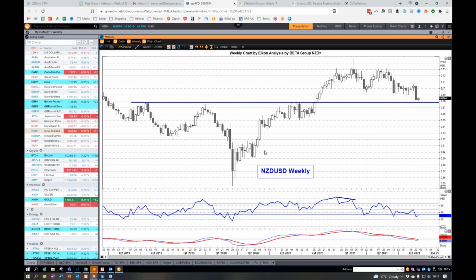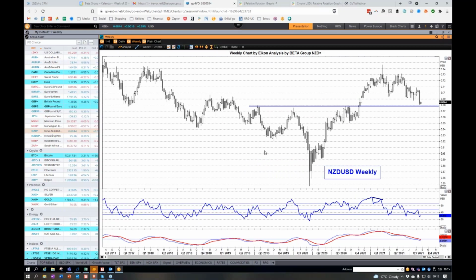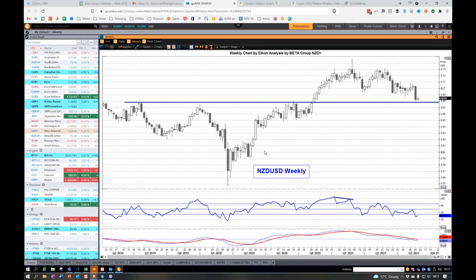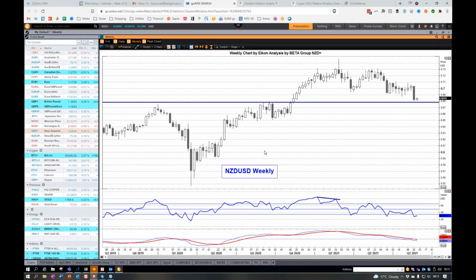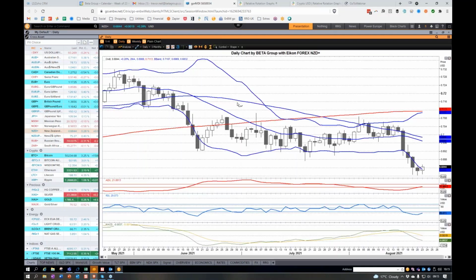That line there is from right back in 2019, and so this one, you see that it hasn't got its 2.5 cents here. It's coming quite close to it. I think the potential, the best of it, is behind us now. On the daily chart, you can see it's bearish. All the indicators are bearish, but just be aware.